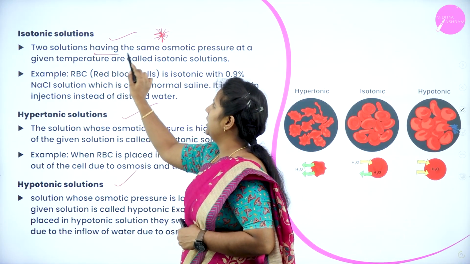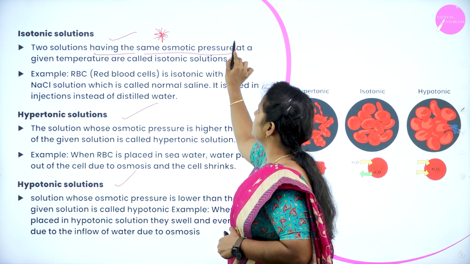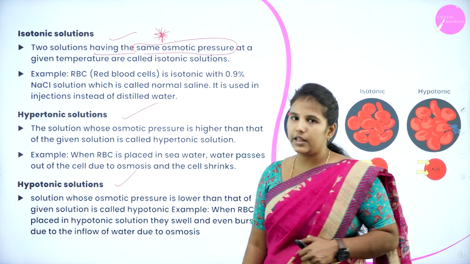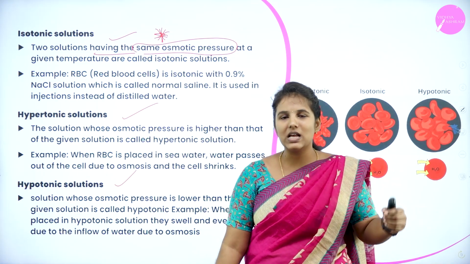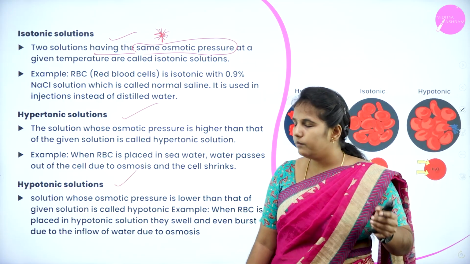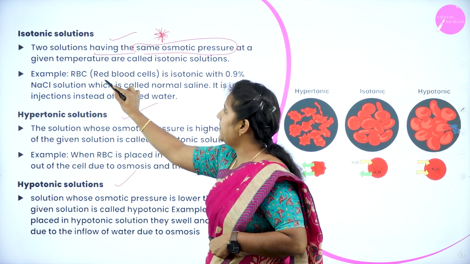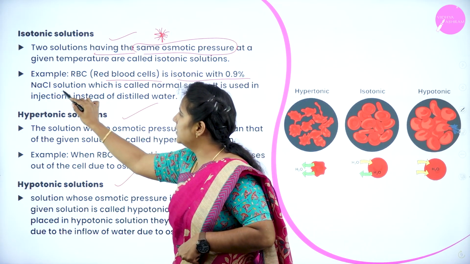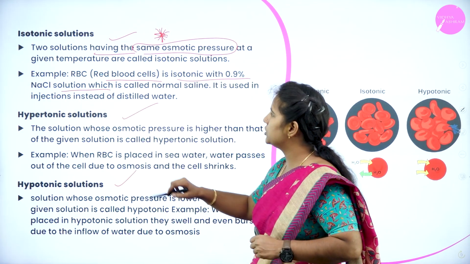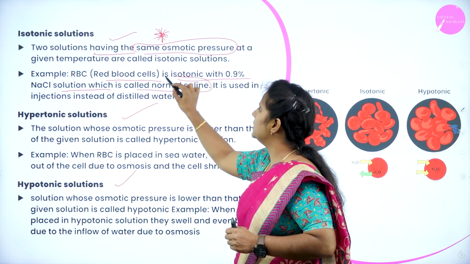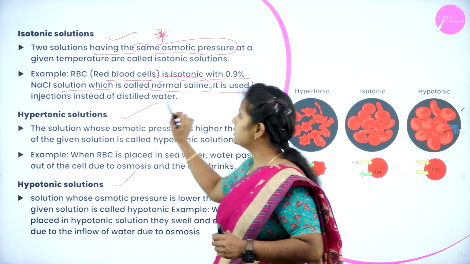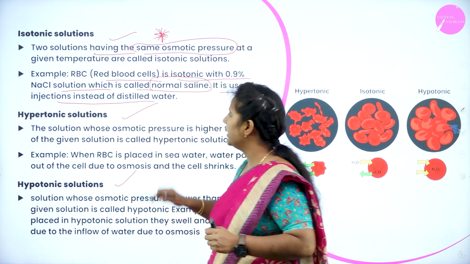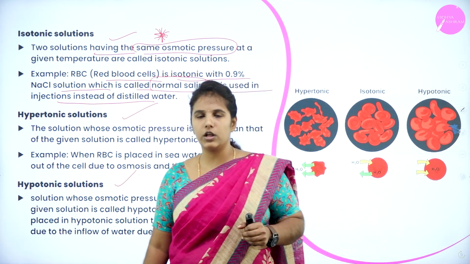If two solutions have the same osmotic pressure at a given temperature, then we say it is an isotonic solution. The best example is that red blood cells are isotonic with 0.9% NaCl solution, which is known as normal saline, which is used in injections instead of distilled water.